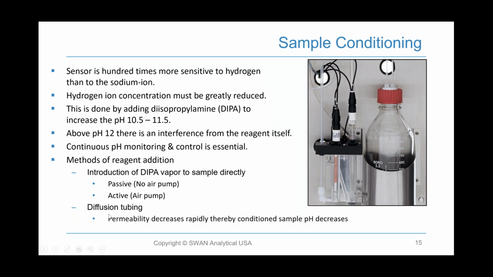Many manufacturers use diffusion tubing, in which the sample flows through the tubing, which is submerged in the reagent itself, allowing the reagent to permeate through the diffusion tubing into the sample to increase the pH. The common issue with this method is that the permeability of the diffusion tubing rapidly changes. Once you put the new tube in service, the permeability decreases, therefore the sample pH after addition of the reagent is decreasing over time as well.